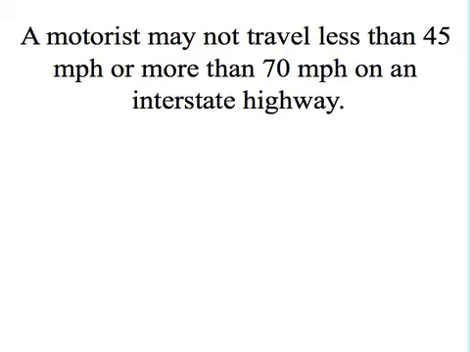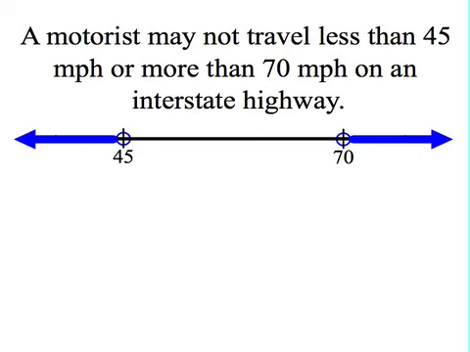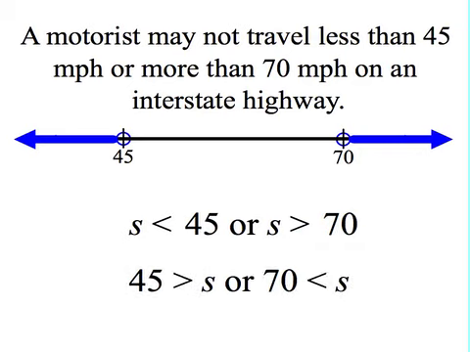Here are the speeds that are not legal to travel on an interstate highway. And of course, that's a compound inequality that uses the word or. So we write that if your speed is less than 45 or if your speed is greater than 70, it's not a legal speed to be traveling on an interstate highway. Could also be written this way.